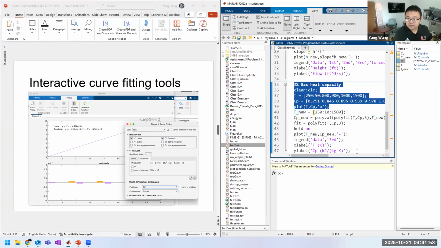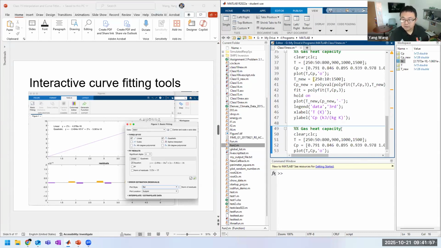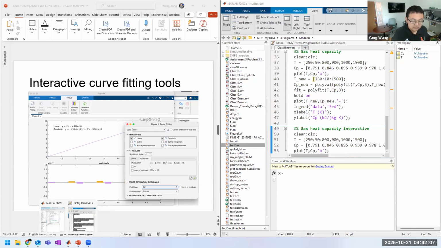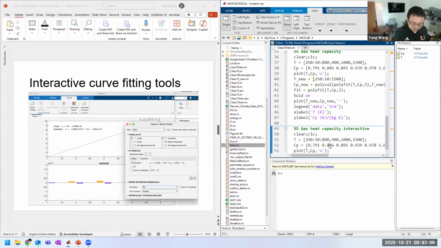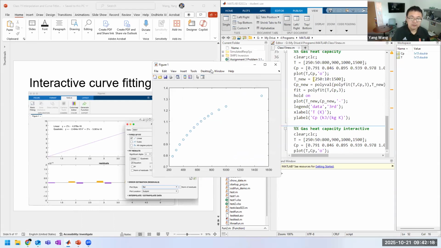So let's talk about the heat capacity. We're trying to do the interactive fitting. So this is the result. Let's see, where's my plot? Okay, so this is our plot, basically the result of the data.